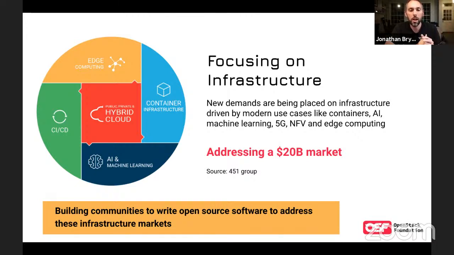So again, containers and cloud native, AI and machine learning, continuous integration and continuous delivery for software development, edge computing, telecom clouds, hybrid cloud, all of these kinds of things. This is what's going to really drive our industry forward. And those are the problems we want to solve.